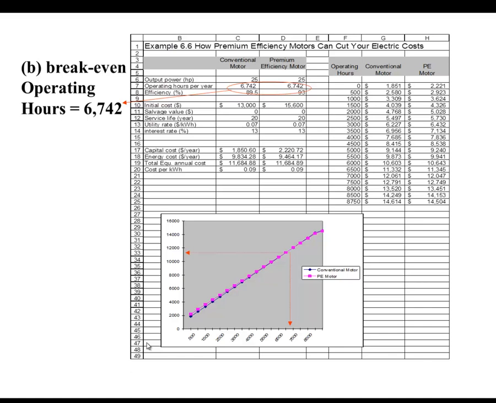We can use Excel to find the operating hours where both costs are equivalent, when we use the goal seek and make them break even or be equal. Then we can see when these two motors will be equivalent, or break even, in the operating cost.